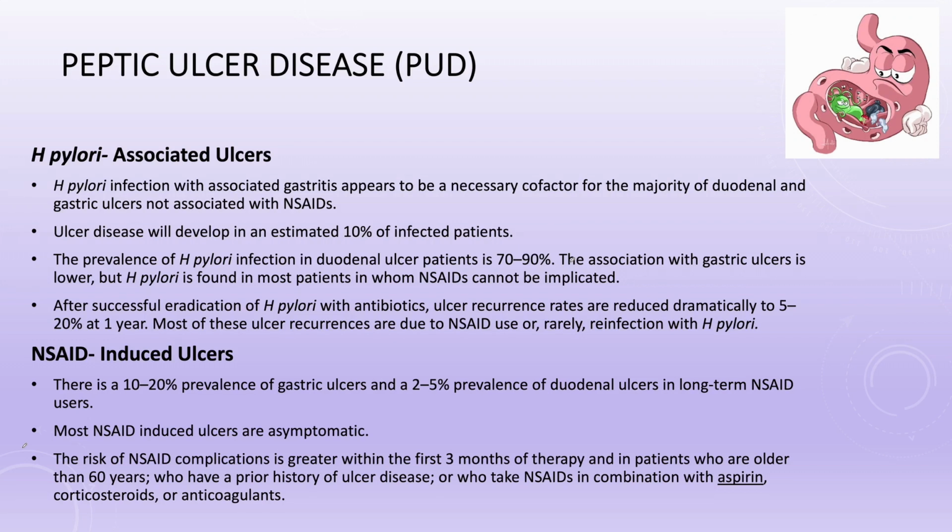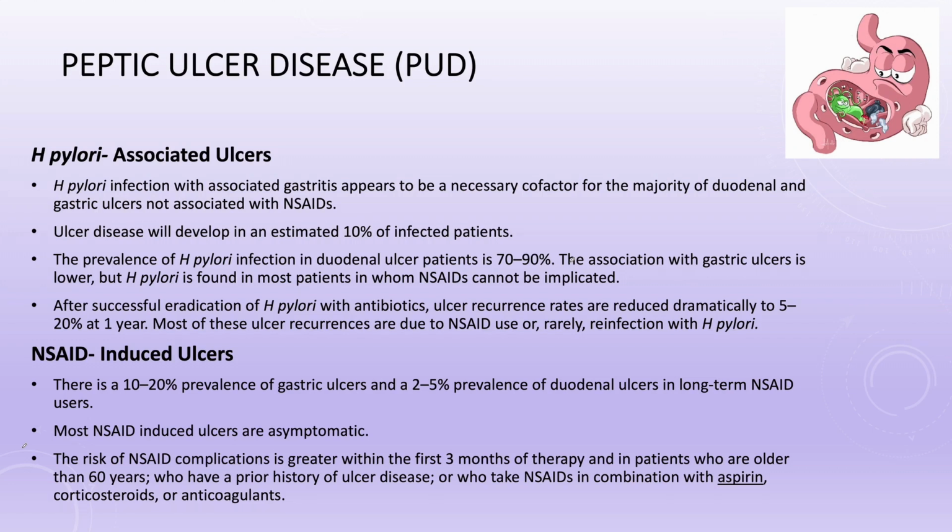So peptic ulcer disease is the majority of the time caused by H. pylori, but a lot of patients have H. pylori and only about 10% of them actually develop ulcer disease. Hopefully that makes sense. The prevalence of H. pylori is up to 70 to 90% in duodenal ulcers.